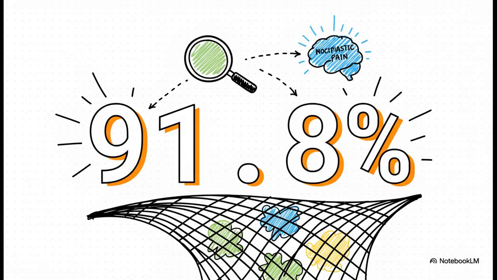Now, you definitely want to pay close attention to these next two numbers. This is super high yield for your exam. The sensitivity of this clinical cluster is 91.8%. So remember the mnemonic, SnNout. A highly sensitive test, when it's negative, helps you rule out a condition. In this case, if a patient doesn't have this cluster of signs, you can be very confident that a dominant nociplastic mechanism is not what's going on.